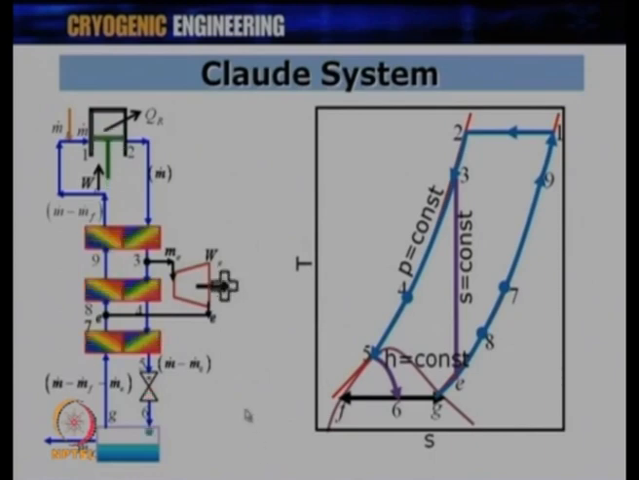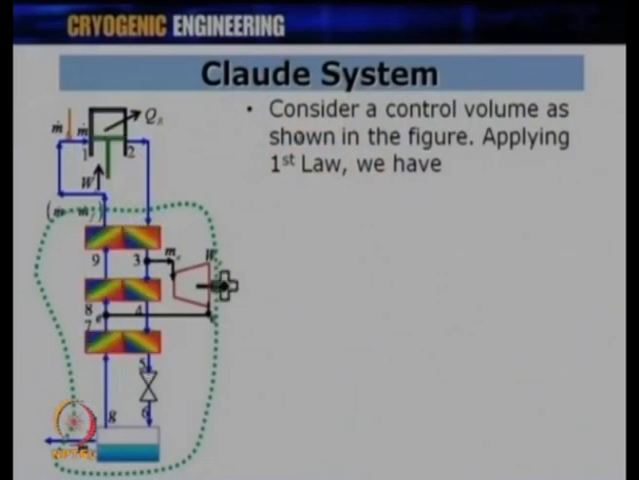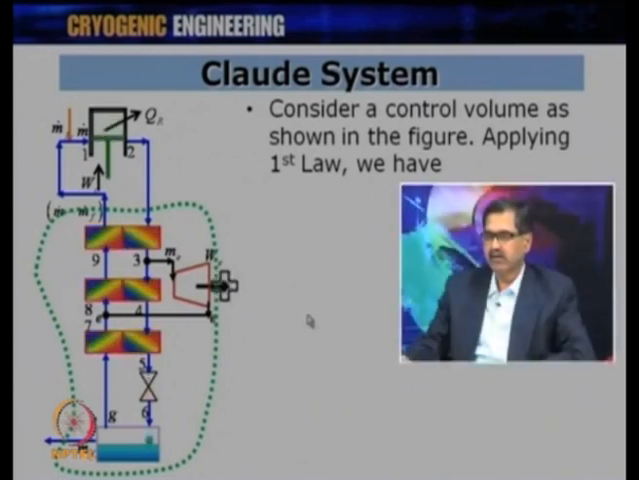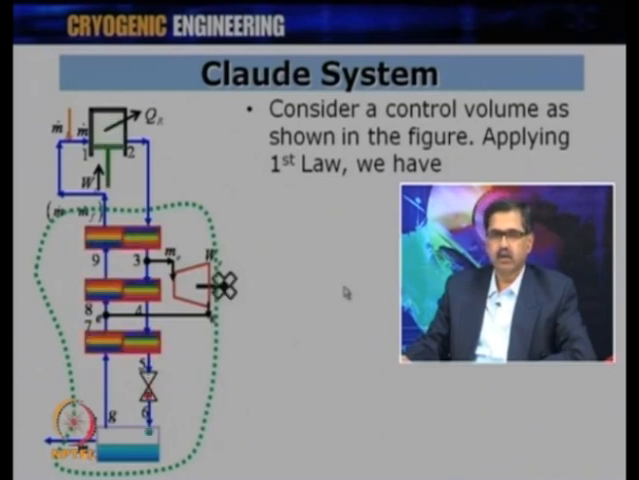Okay, if you have understood this diagram, we can go ahead now and compute the expression for the yield. So, consider a control volume as shown in the figure, and applying the first law, we have, this we have done plenty of times earlier for various cycles. So, I will not go into details of these calculations, but I will just show you the final expression which comes out in 1 or 2 steps.